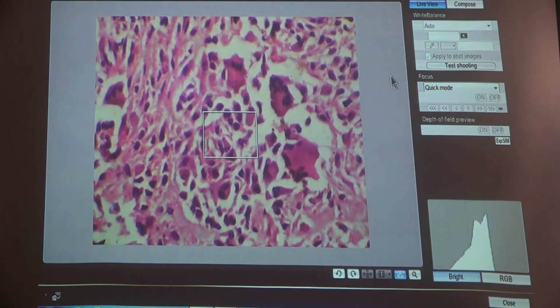This is an example of granulomatous reaction in which there is many giant cells and fibrosis, fibroblast proliferation, in addition to histiocytes. This is an example of granulomatous reaction. That's all. Thank you.